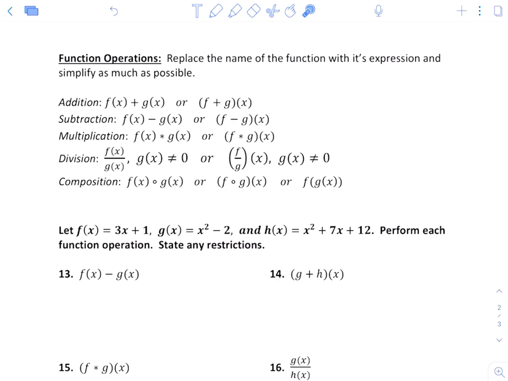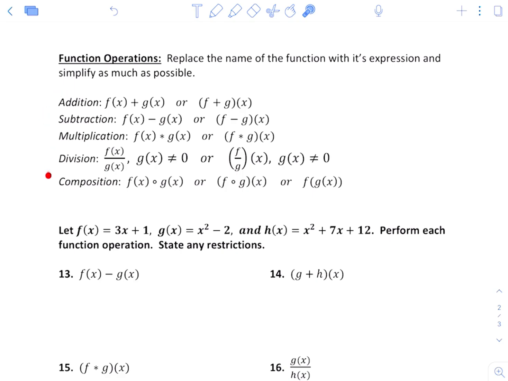Division. When we are dividing our two functions together, remember that we can't have 0 in that denominator, so we would have to state the restriction for that. So again, our denominator can't ever be equal to 0. So if there's something that we can substitute in for our variable to make that happen, then we need to make sure to list that as part of our answer. Okay. And again, I can have f of x divided by g of x, or we would say it as f divided by g of x.